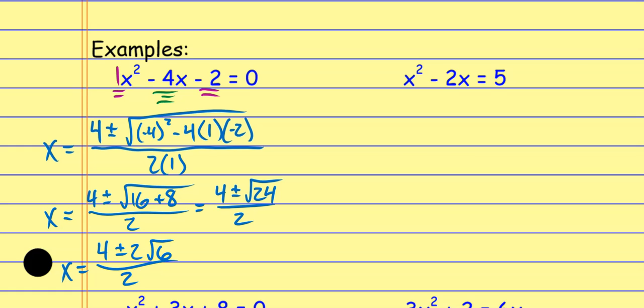numbers, I can use my distributive property. That's a 2 plus or minus 1 root 6 by just dividing each of those. 4 divided by 2 is the 2, and then 2 root 6 divided by 2 is just the root 6. Those are my two answers.